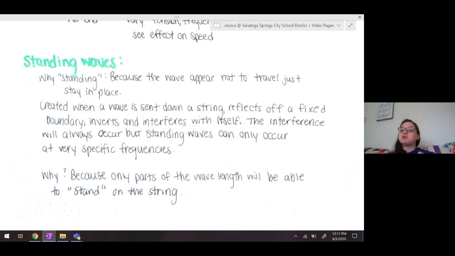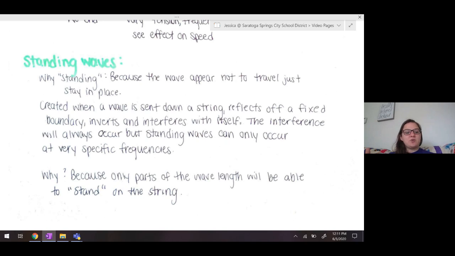Now, some of the particles are still going to move, but instead of the energy traveling left or right, it really just appears to stand still. These are created when a wave is sent down a string, reflects off of a fixed boundary, inverts, and then interferes with itself. And that interference is always going to occur no matter what.